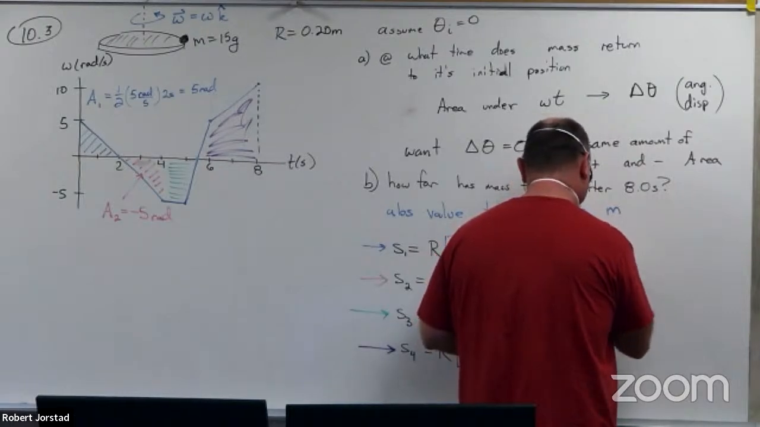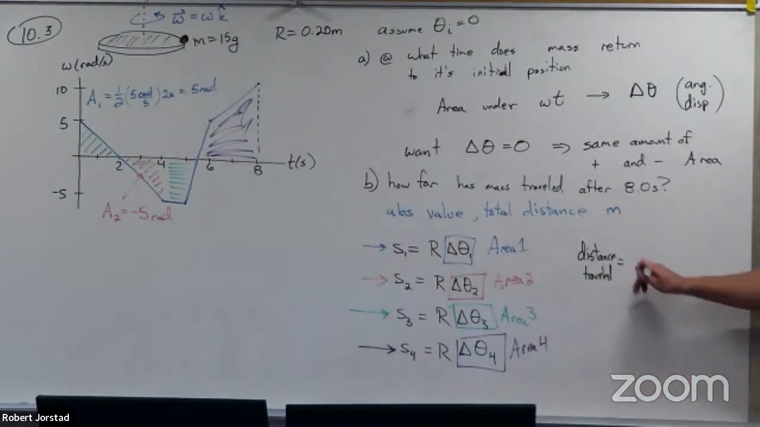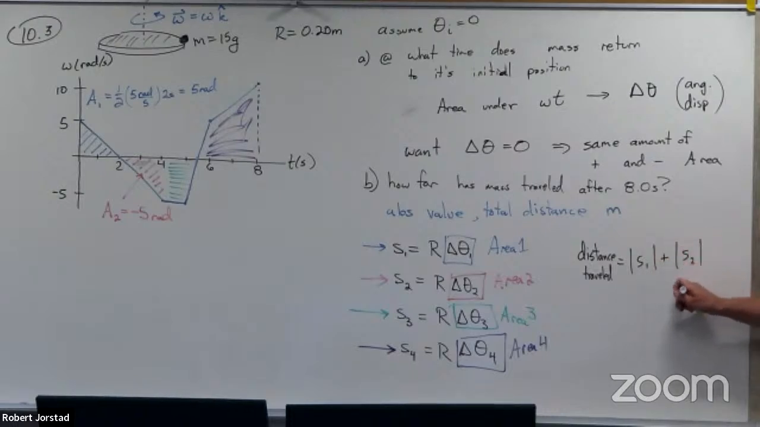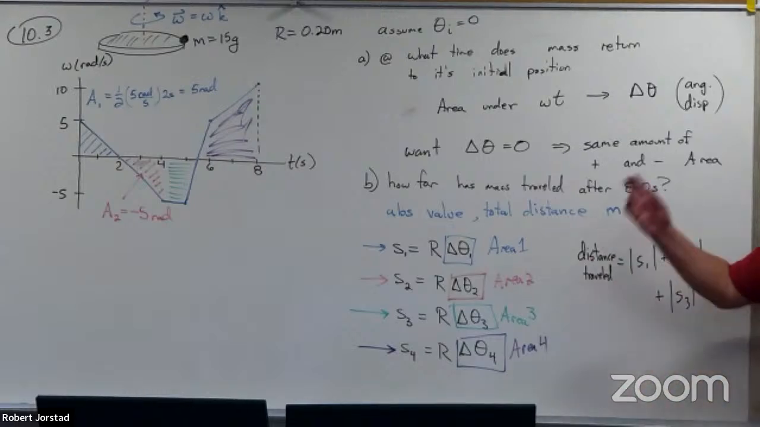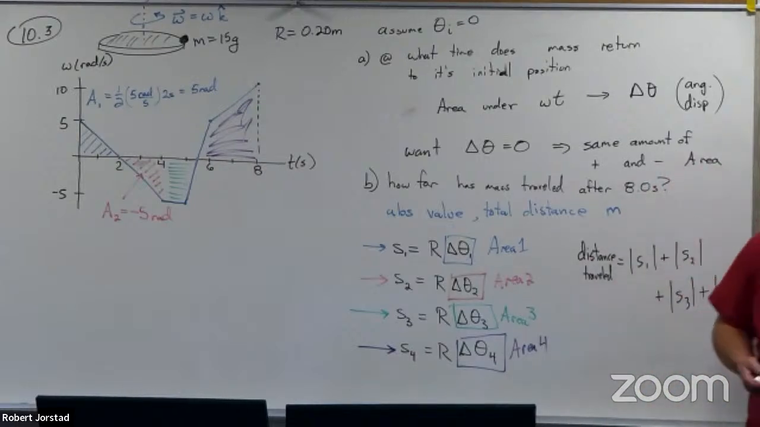I'll get out of the way, give me a second. Distance traveled would be the absolute value of S1, plus the absolute value of S2, plus the absolute value of S3, plus the absolute value of S4. Pretty boring, right? More important than doing the problem is making sure you identify what it means when I use these words. You guys are pretty good at algebra. You do not need to practice that as much. We need to practice what I mean with these questions.